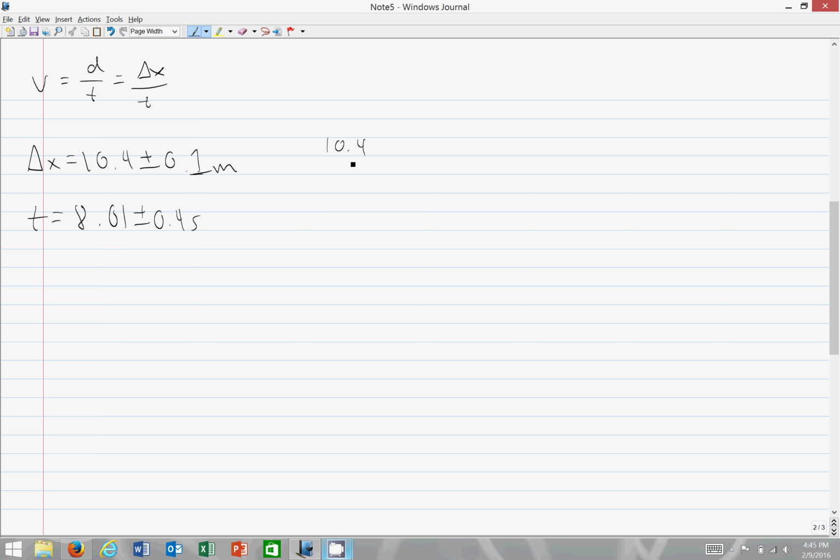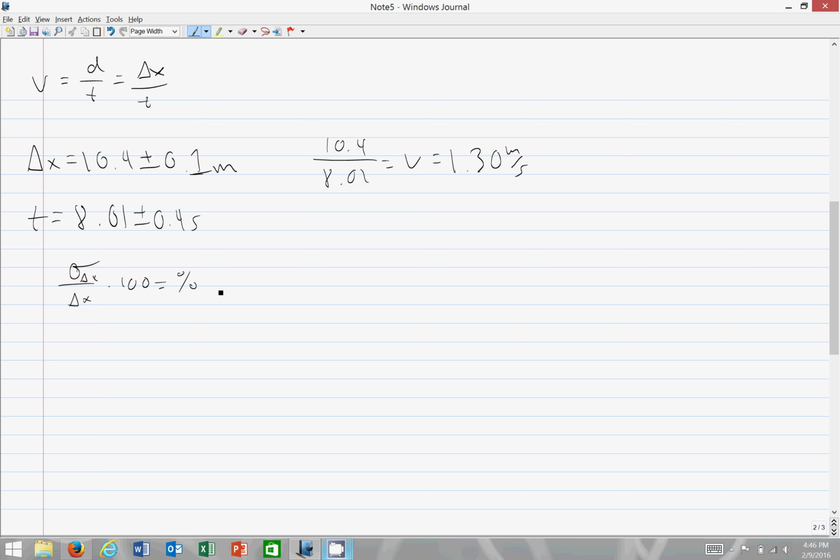I say 10.4 over 8.01 is equal to my velocity, which in this case is approximately 1.30 meters per second. Okay, so now we need to find the error associated with this. So what's the error on my velocity? Well, as I previously showed, we can go to percent errors by saying the absolute error of a quantity divided by that quantity itself. So in this case, the absolute error of my delta x divided by my delta x times 100 is equal to my percent uncertainty.